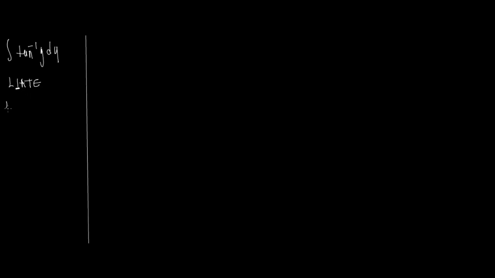So we're going to say let u be equal to the arctan of y. So du is equal to the derivative of arctangent of y, which will be equal to 1 over 1 plus y squared dy. And dv will be equal to 1, which is dy. So I'll have v equal to y. And the formula for integration by parts says uv minus the integral of v du.